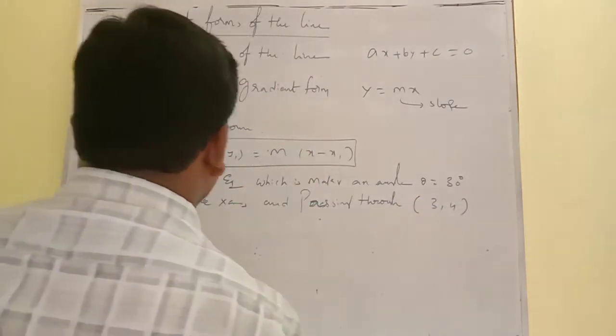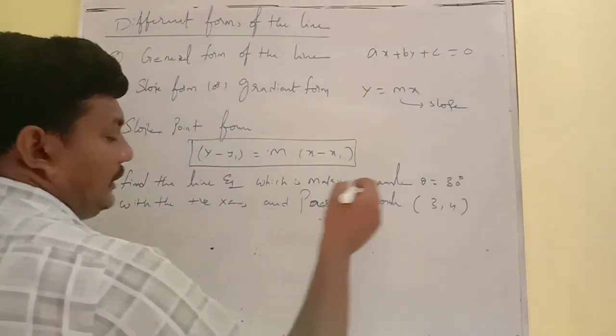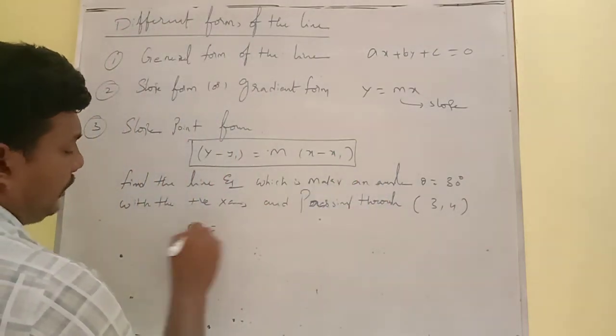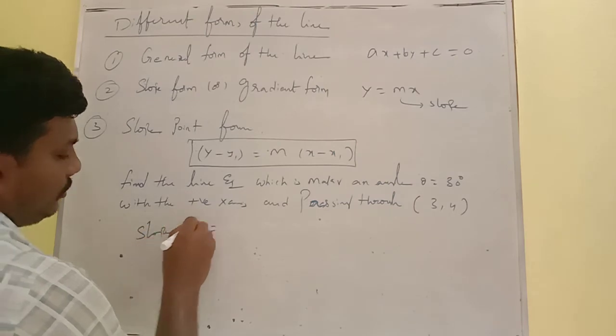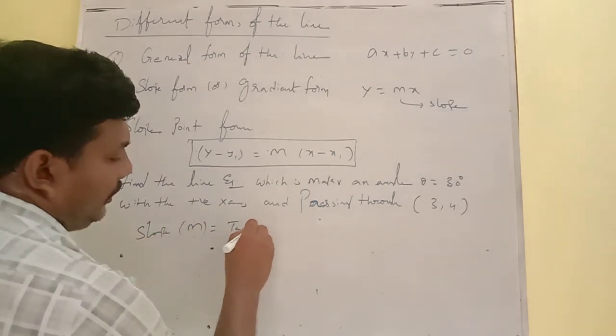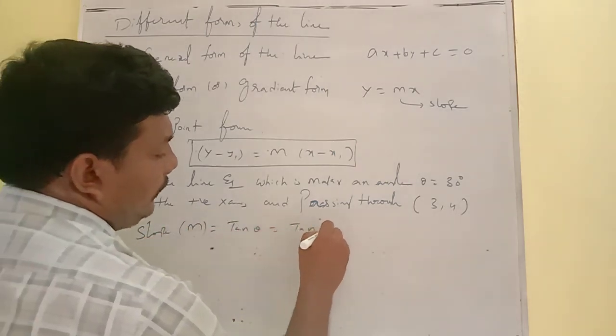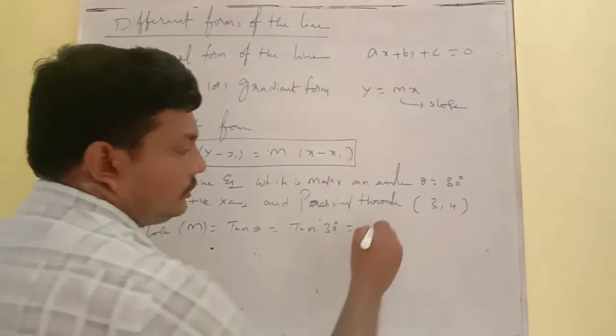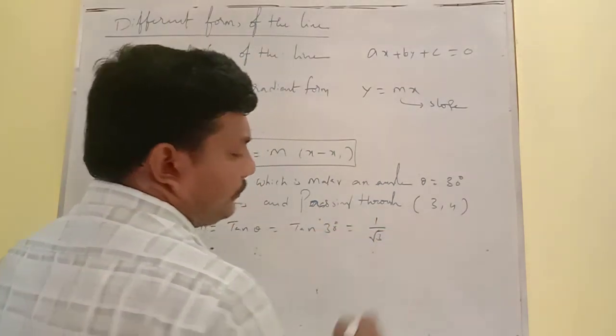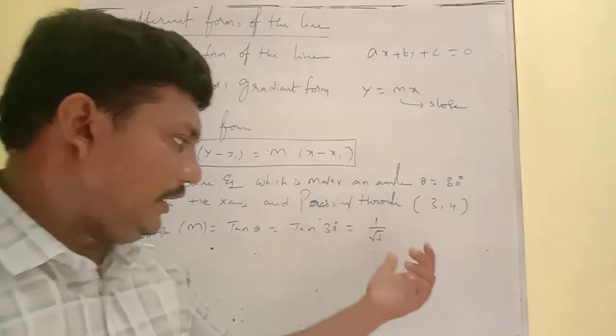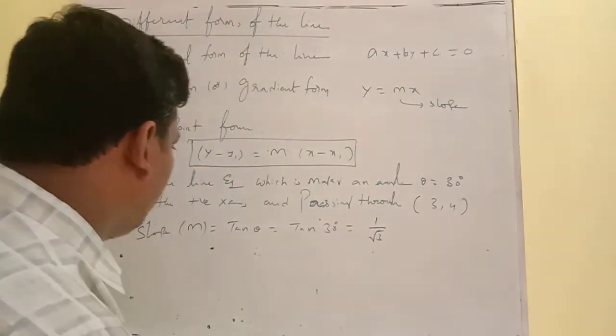So now how to find this one? We know that theta. So m is equal to slope. We can find the slope first. Slope m is equal to tan theta. Tan theta can be written as tan 30 degrees. Tan 30 degrees is equal to 1 by root 3. Then now we can find the slope. Slope is equal to 1 by root 3.